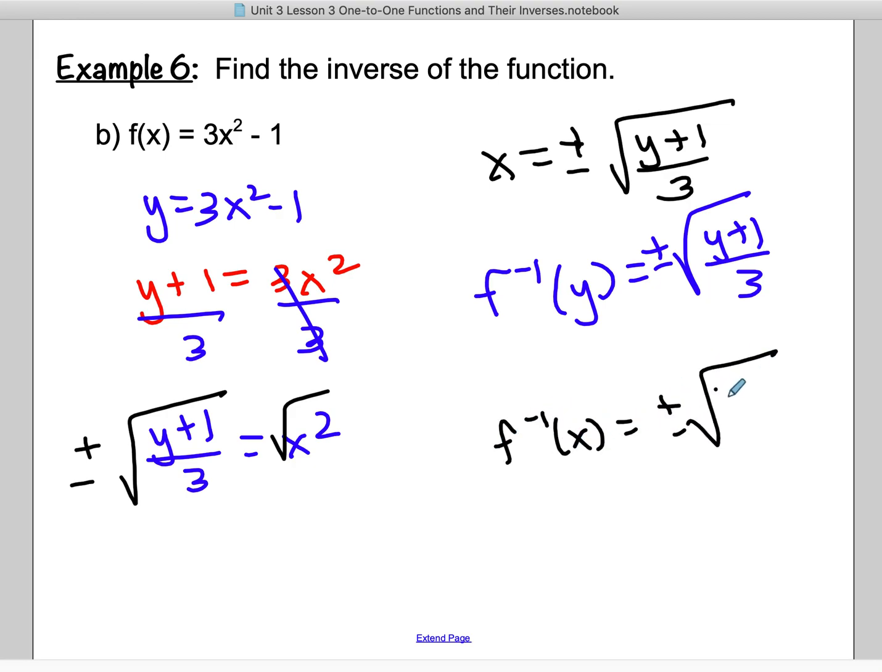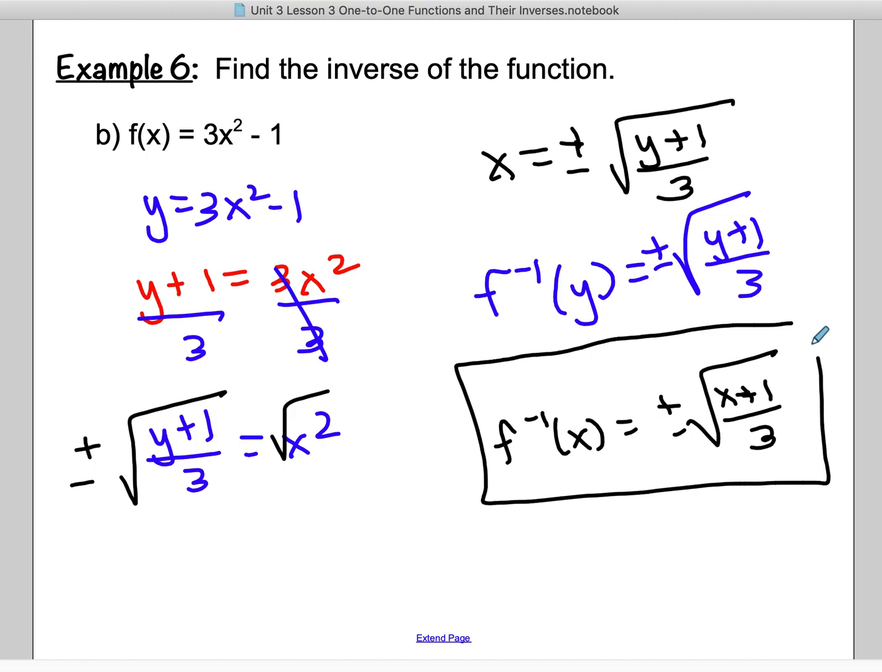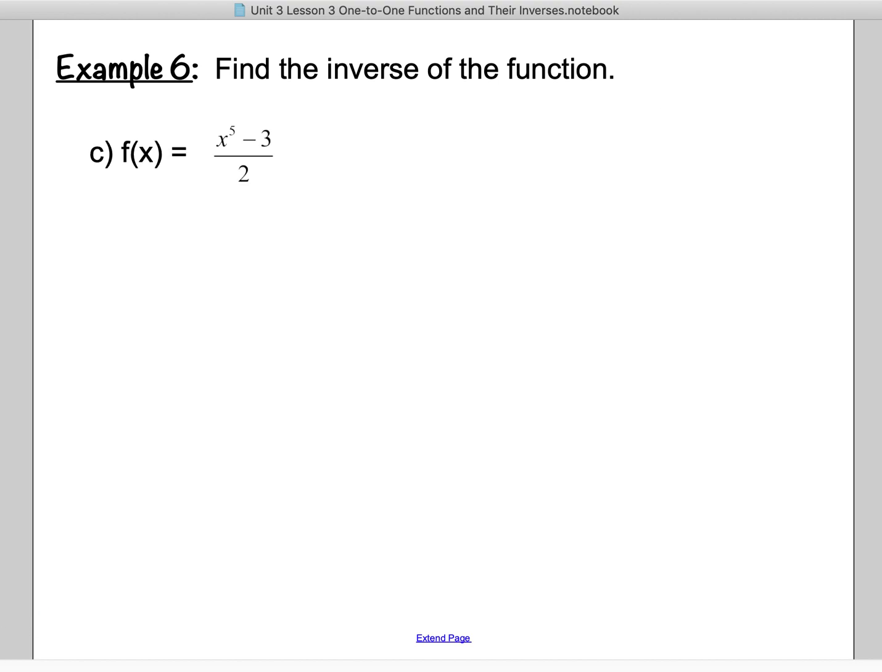Plus or minus the square root of x plus 1, all over 3. Same thing, you could divide each part here by 3. I would take that answer as well, okay? So there's example 6b. C, why don't you pause the video and give this one a try?